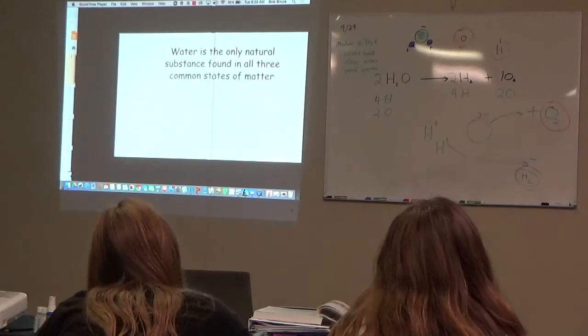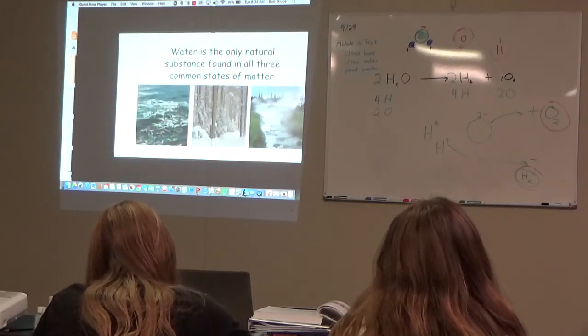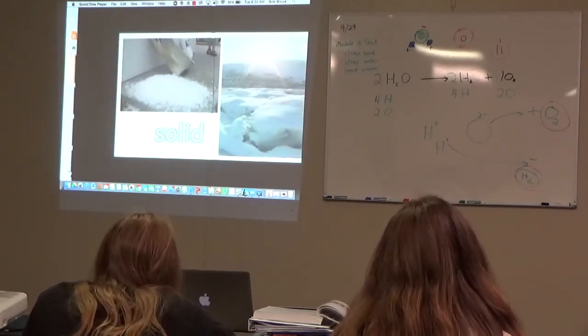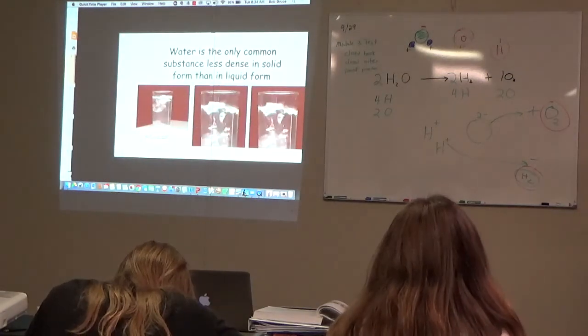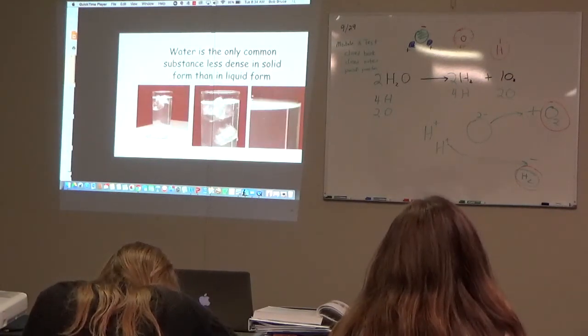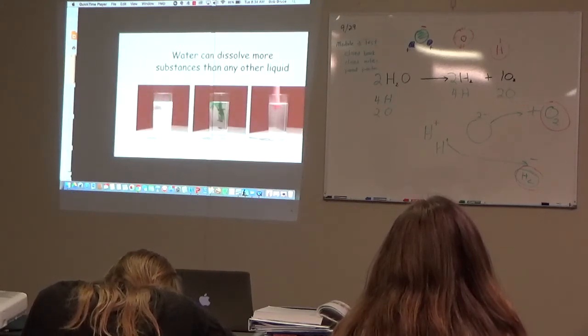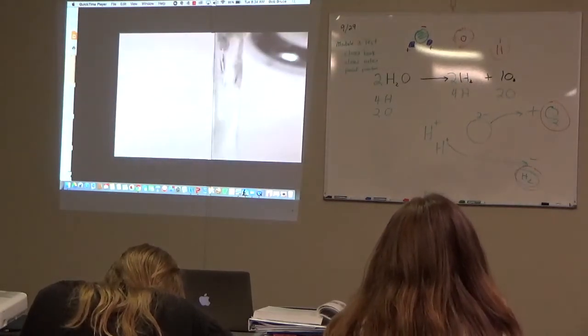Fun fact, water, H2O, is the only natural substance on Earth found in all 3 common states of matter: liquid, solid, and gas or vapor. It's also one of the only common substances that is less dense in solid form than in liquid form. And water can dissolve more substances than any other liquid. Let's focus on H2O in liquid form.